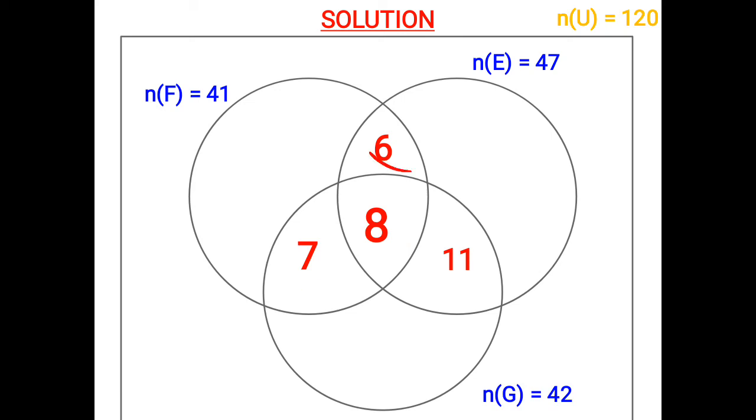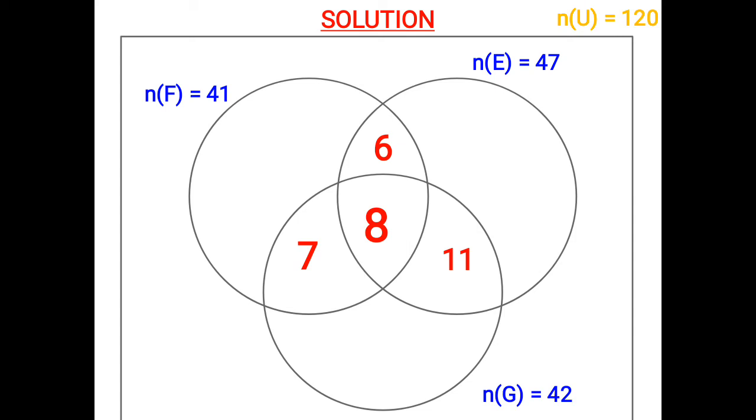Where our 6 is found is only French and economics, because it's found in only the two circles, only the F and the E. But if we add the 8 to it, which is the intersection of all, it becomes French and economics. The only is gone. Where our 11 is found is only economics and geography, because it is found in only the two circles, economics and geography. But if we add the 8 to it, it becomes economics and geography. The only is gone when we add the 8 to it.